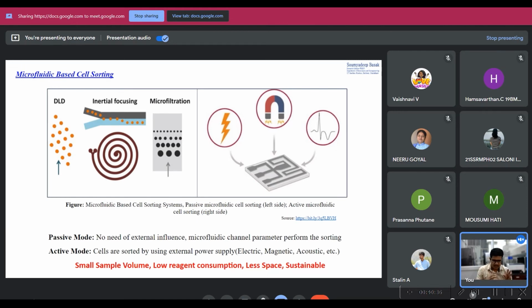So what is an alternative? Microfluidic technology came in. Majorly, microfluidic technology has certain advantages. That is a small sample volume, as well as the reagent consumption for the cell sorting is very low. It requires very less space. All these things make it a sustainable venture, right?